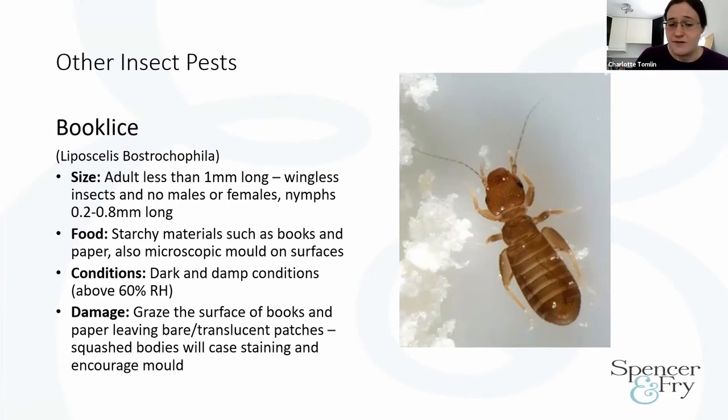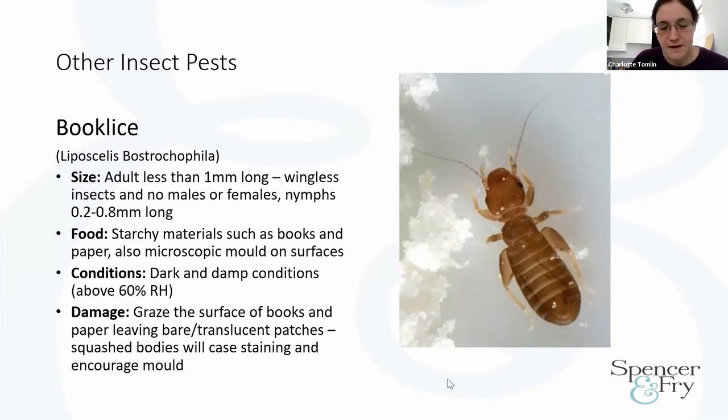So again, they like dark and damp conditions above 60% RH. And they like starchy materials, again like silverfish, such as books and paper and microscopic mold. And again, their damage is very similar to silverfish. They graze the surface of books, but because they are so small, it needs an awful lot of them and a lot of time to create a lot of damage. But that does mean it can creep up on you. So you can go from thinking that everything's fine, leaving everything as it is, but if you get a big infestation, then it creeps up slowly, but then surely it's there.